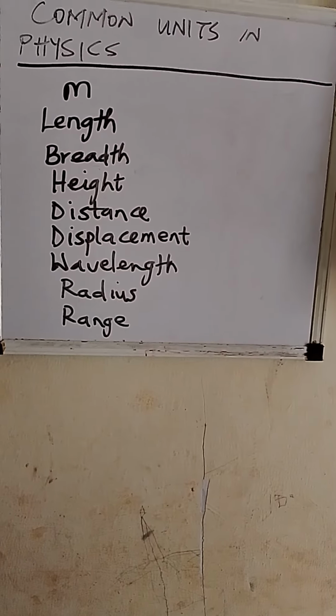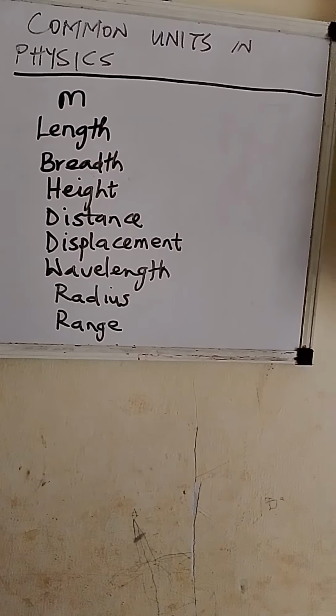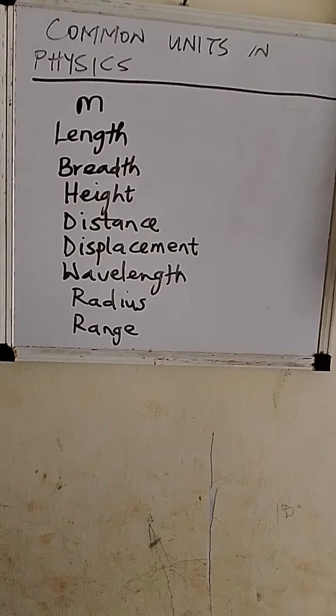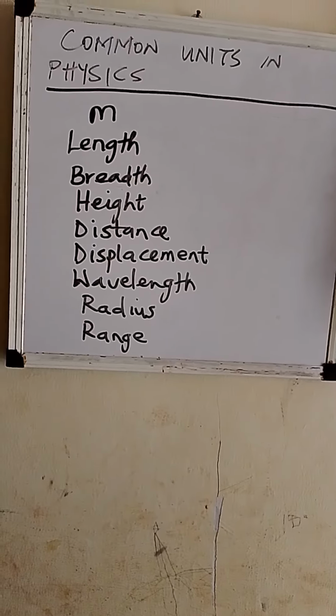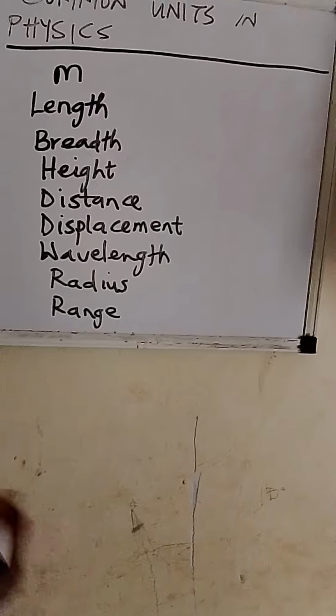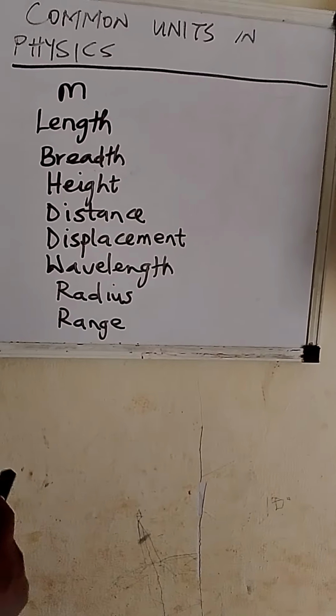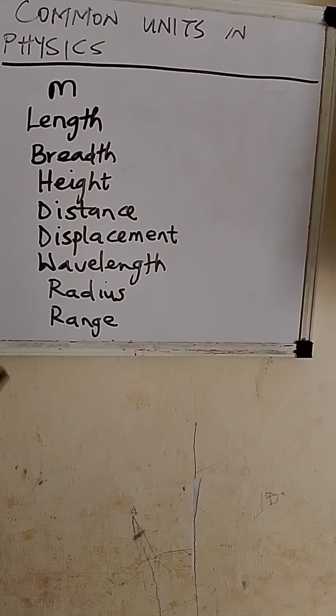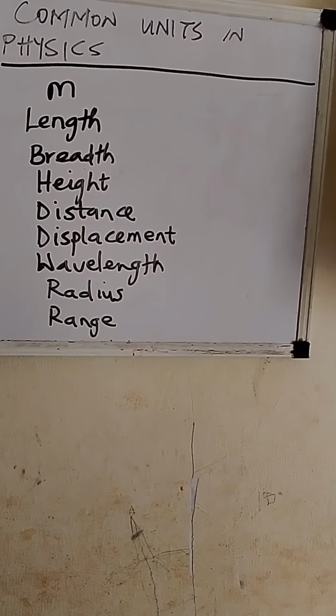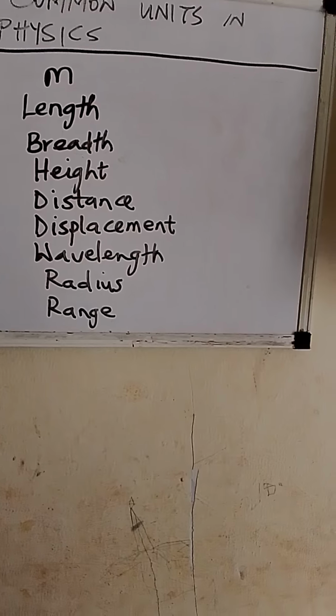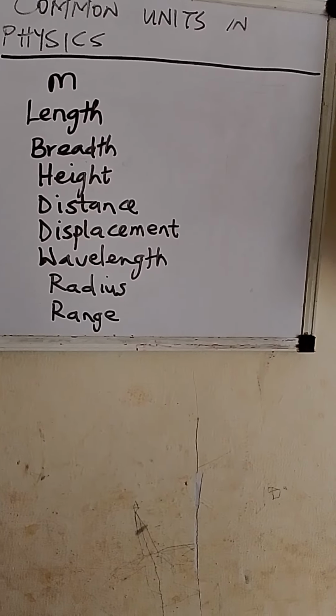Length, breadth, and height can be used when we are looking for area and volume, while distance and displacement have to do with topics like motion. Wavelength has to do with topics like waves. Then radius has to do with topics that include a circle. And lastly, range, when we're talking about projectiles.